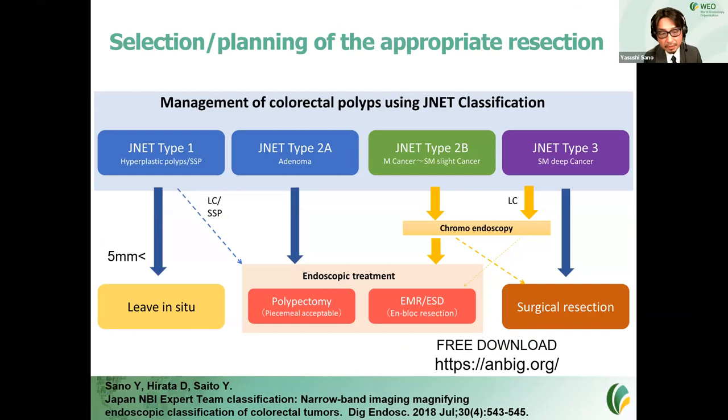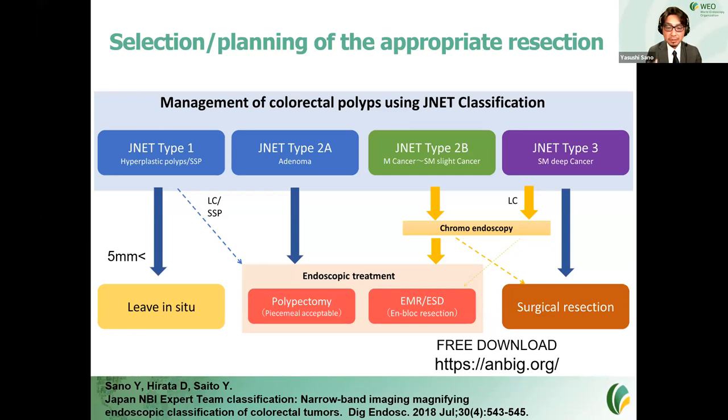So anyway, this is my final slide. If the lesion shows genotype 1, less than 5 mm in size, with low confidence or suspected sessile serrated lesion, you remove it and send it to pathology. Genotype 2A, of course, you remove all. And if it shows genotype 2B, I recommend magnifying endoscopy or more detailed observation.